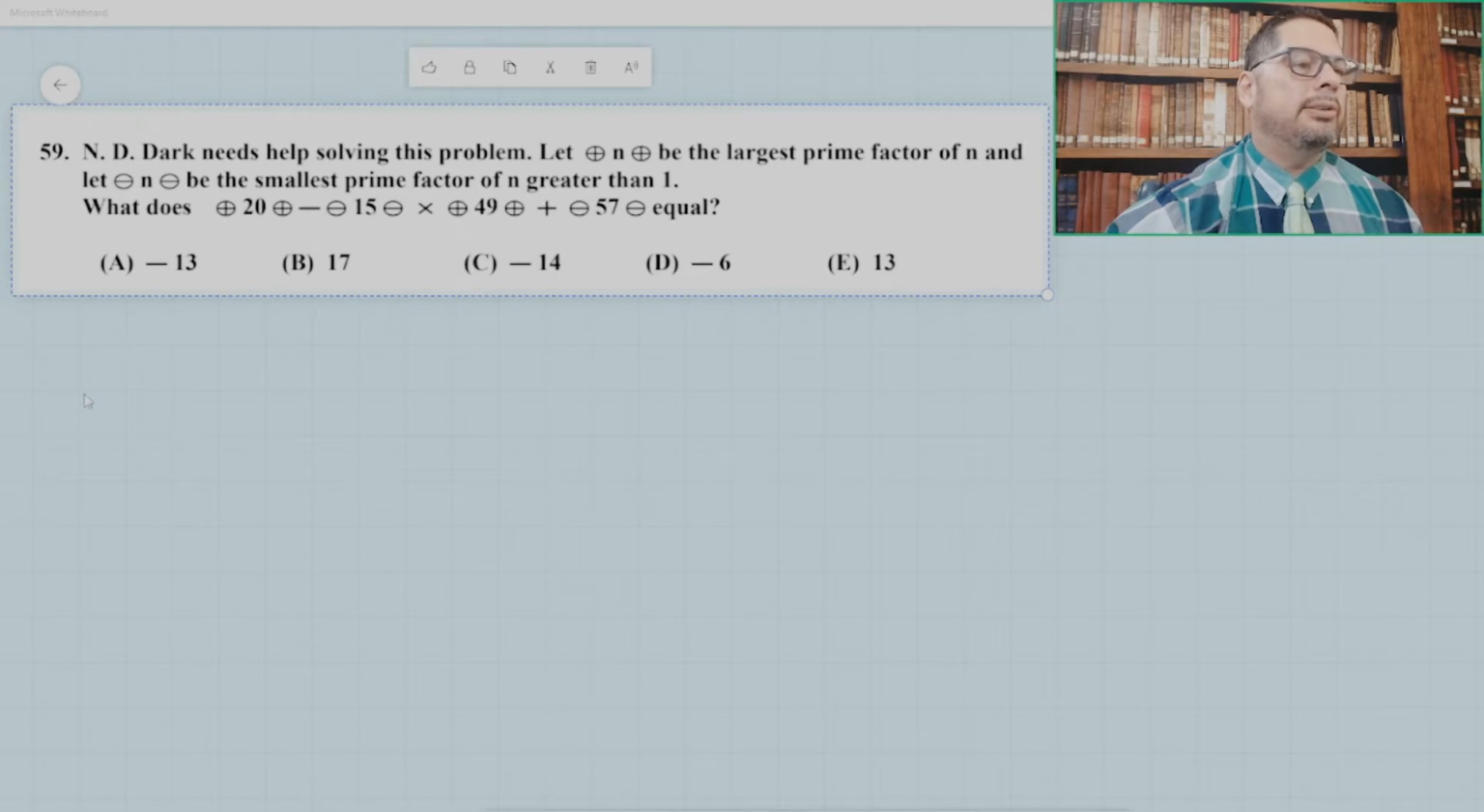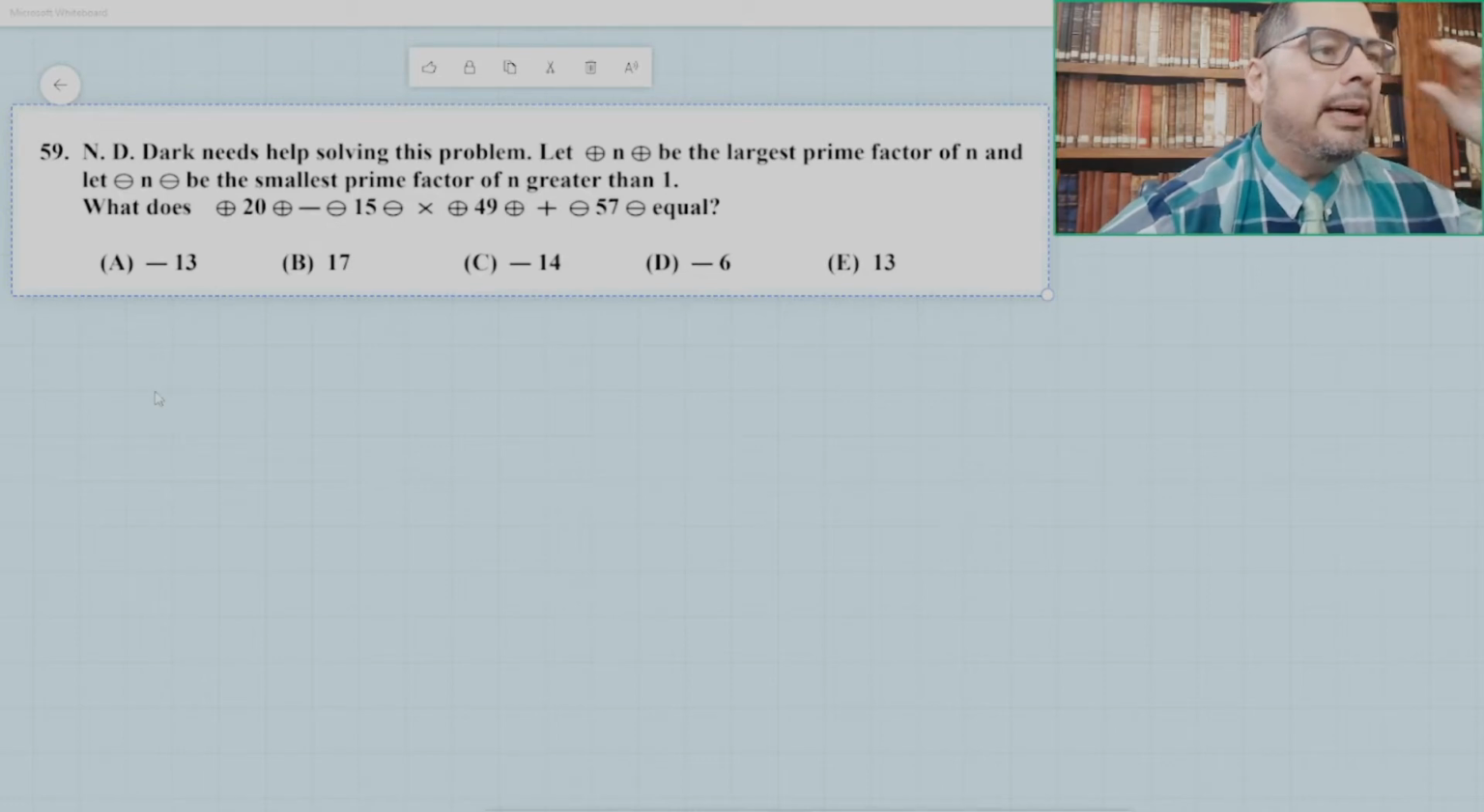What does circle plus 20 circle plus minus circle minus 15 circle minus times circle plus 49 circle plus plus circle minus 57 circle minus? Alright, so this is interesting. Since these are made up operations, or at least defined operations, it's hard to know how to read it correctly, but I did my best. Okay, so let's go.